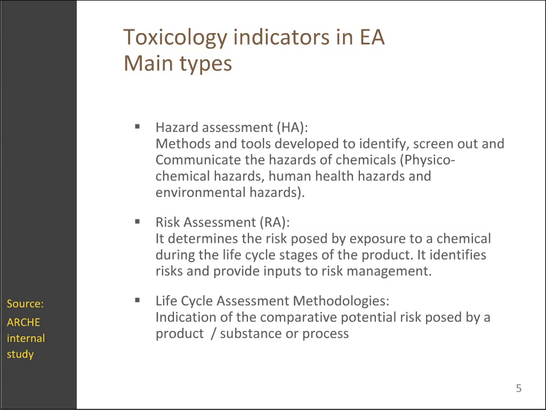And then we have the third group of indicators or scores, which are those used in life cycle assessment methodologies, whose main goal is not to define the toxicology of the substance, but to give a comparative potential between one substance or another. So it helps us define which substances or processes could have more impact than others in toxicology for health or for environment. And these are pretty much the three main distinctions we can make in these indicators.